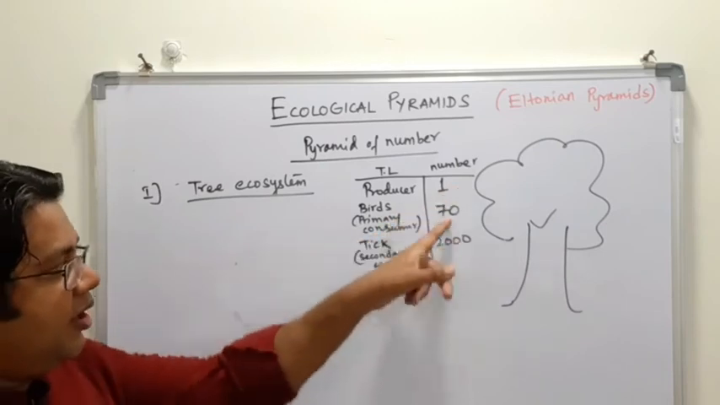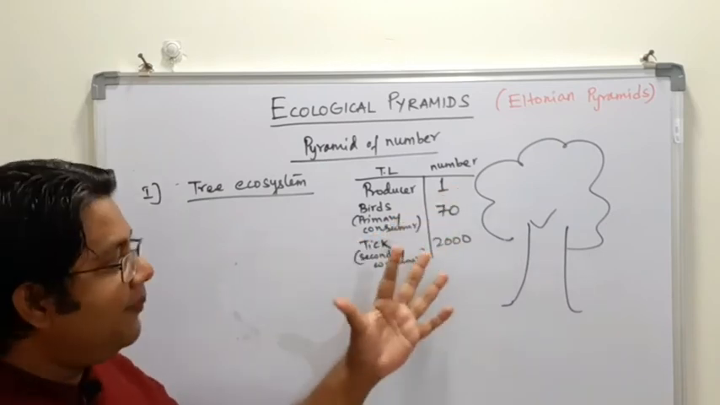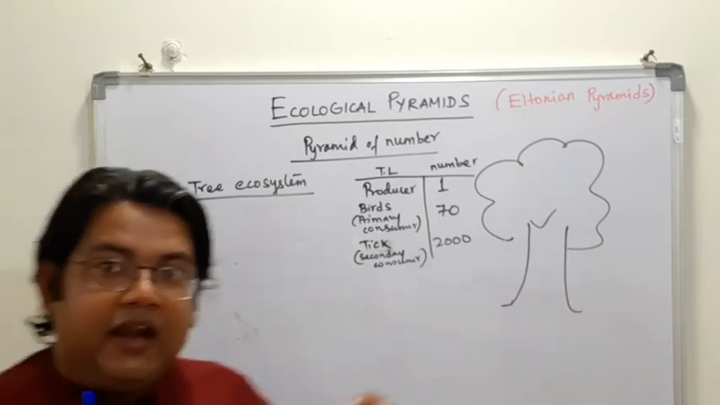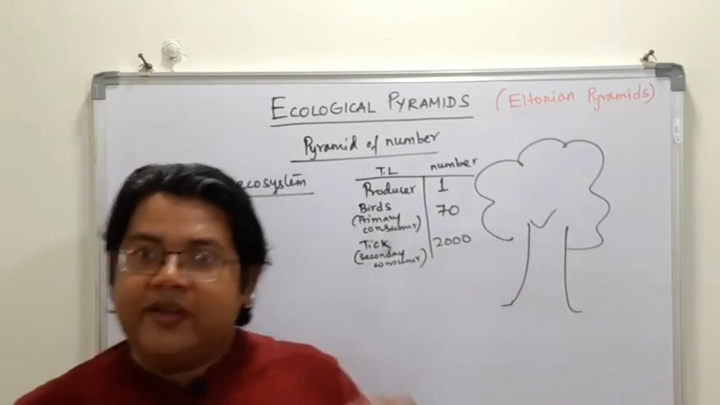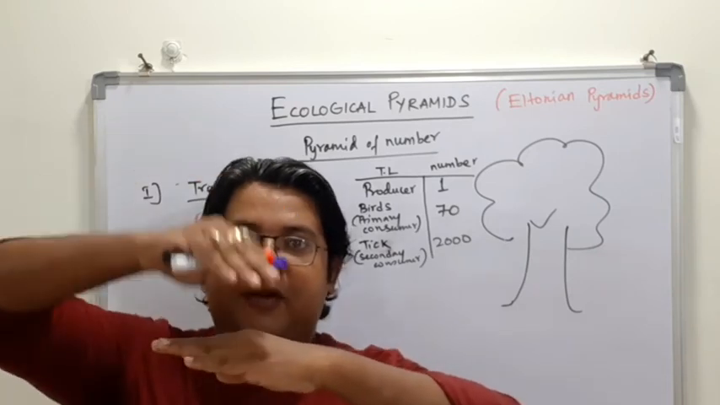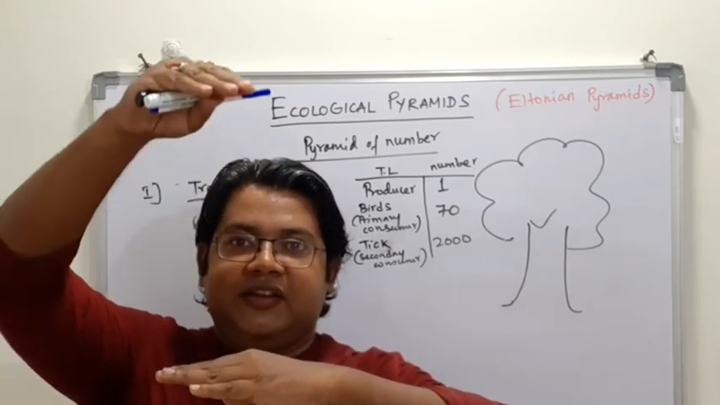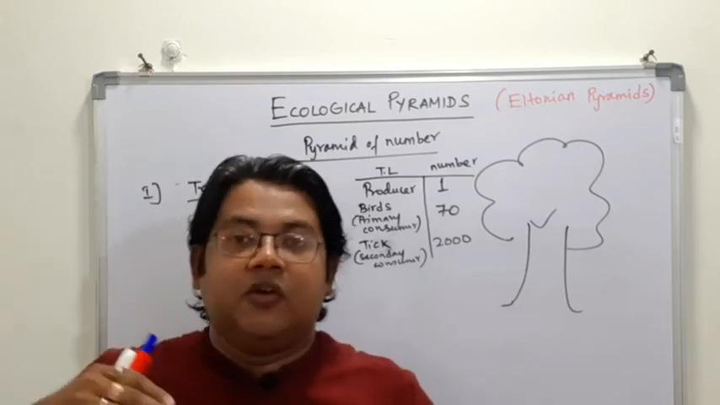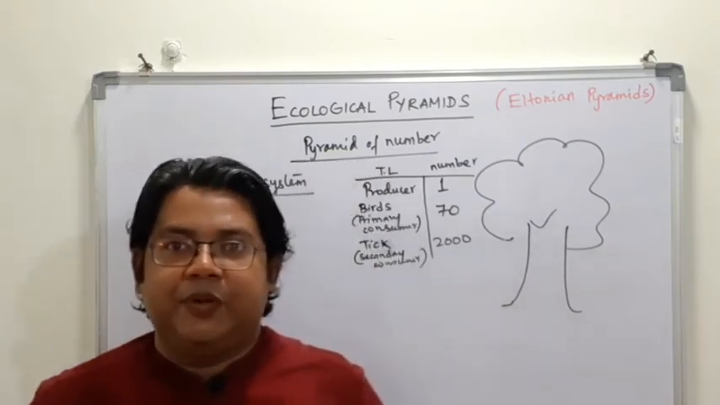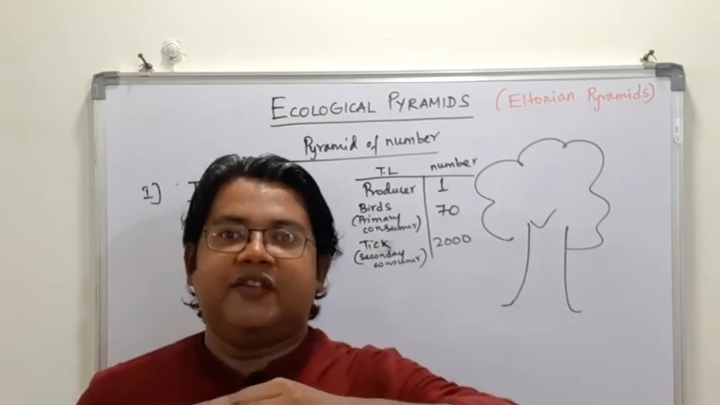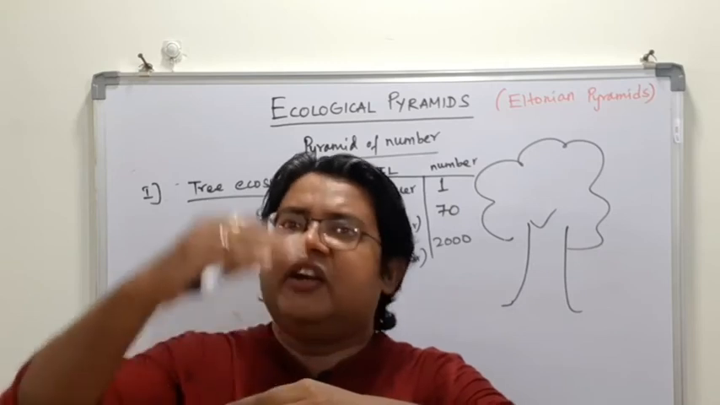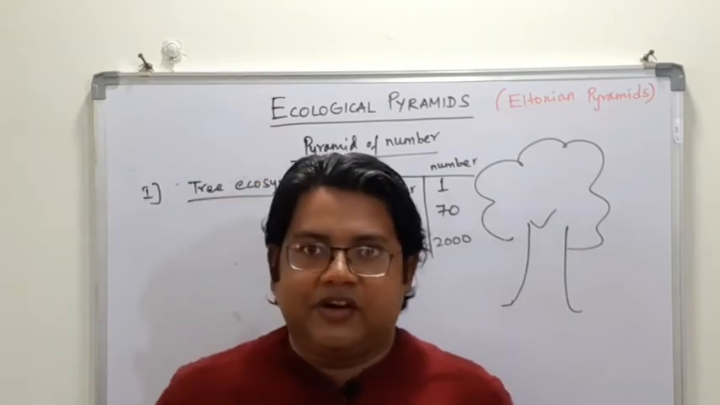Now we have the numbers. How can you represent this graphically in the form of pyramids? You have to remember this, always the producers will be at the bottom, then the primary consumer, then the secondary consumer, then the tertiary consumer. It will be like this. Whenever you're talking about ecological pyramids, the graphical representation should be like this. The producer should always be at the bottom. Considering that, you have to build up the graphical representation by number.